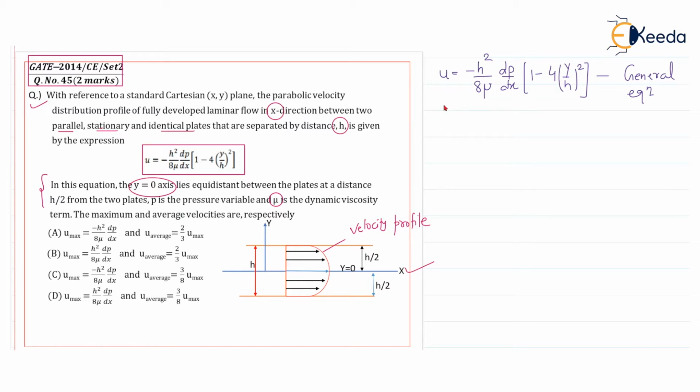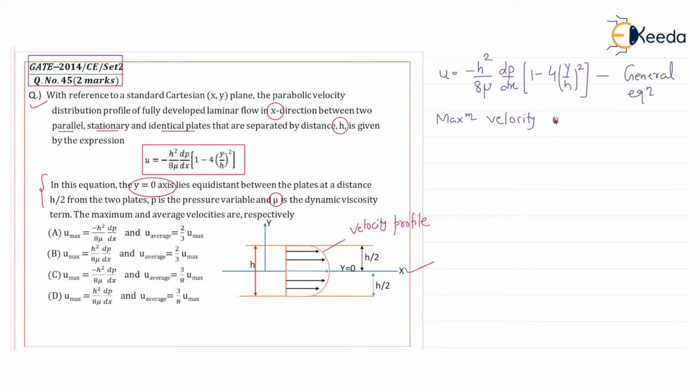That means if you want to find the velocity at any point, you just need to put the value of y, because 8 mu dp by dx and 4 are all constant except y, and that's why the velocity profile is parabolic: the power of y is y square, so it's parabolic in nature. So we know that maximum velocity occurs at the center.